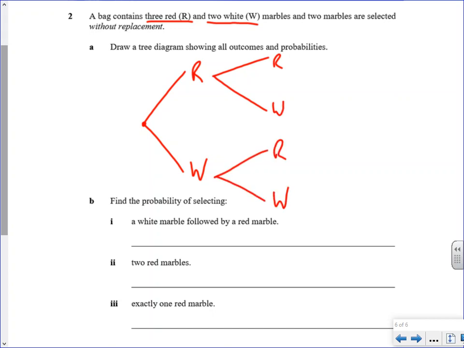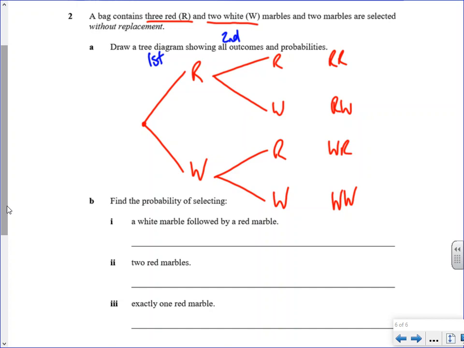Red or white. So there's our 2 levels. Basically, this is our first choice, and that's our second choice. Bring that up a little bit more. That's our second choice. You can see that every branch level kind of tells you the different stage. And also our sample space would be RR, RW, WR, and WW.